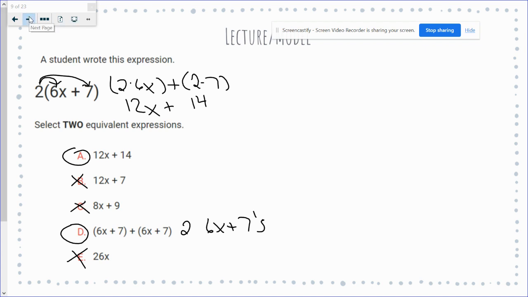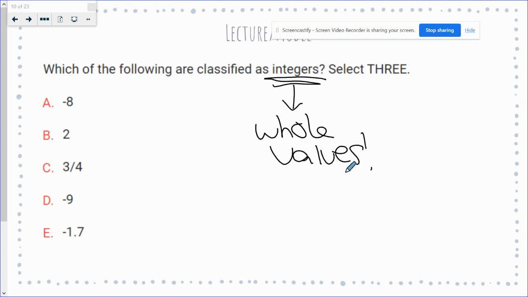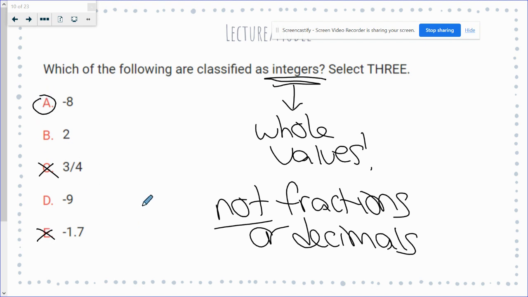All right, let's keep going. Which of the following are classified as integers? Remember that integers have to be whole values. They are not fractions or decimals. So I see 3/4 is a fraction, so that doesn't work. And negative 1.7 has a decimal. That doesn't work. I am left with -8, which is an integer. It's a whole value. 2 is an integer, and -9 is an integer because they are all whole values. It does not matter if they are positive or negative. They just have to be whole.